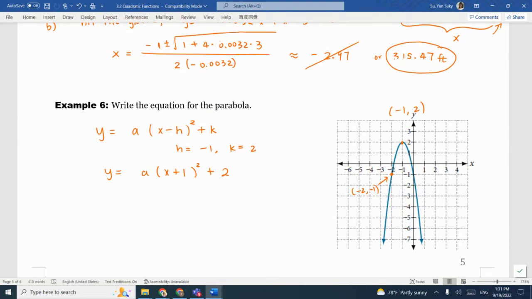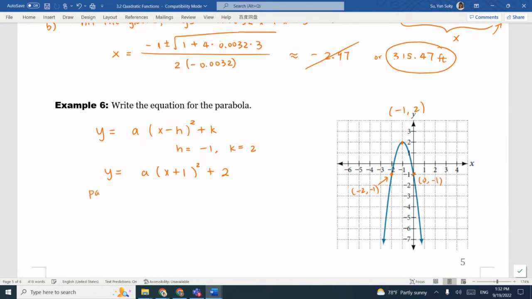So, we just need to find the a. But we can plug in this point, right? And by the way, you can also plug in this other point. Probably this point is easier. Do you agree? Yes? This is 0, negative 1. Okay, so this is 0, negative 1.